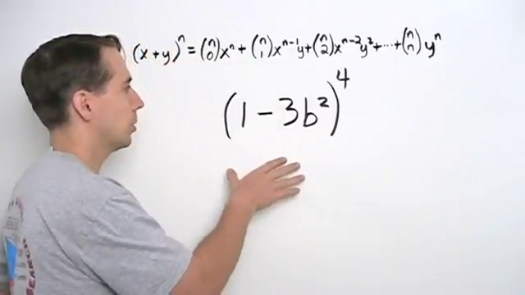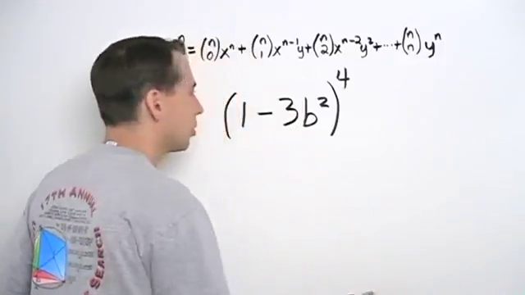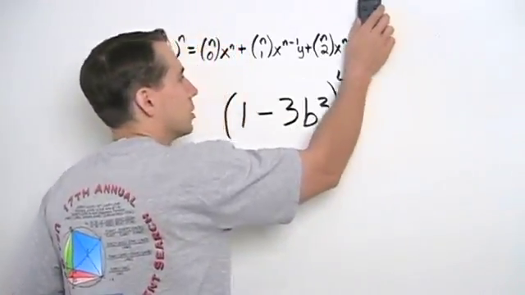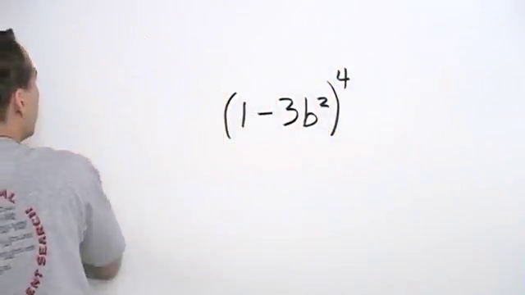So let's see. Where are we going to start with this? Well, we're raising a binomial to a power, so we'll use the binomial theorem. Well, we'll get rid of this. We'll just wipe that right off the board.